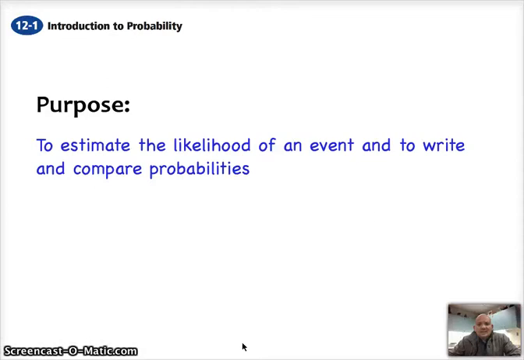Hi class, this is lesson 12-1, Introduction to Probability. This is the first lesson on our unit on probability. Here's the purpose. The purpose is to estimate the likelihood of an event and to write and compare those probabilities.